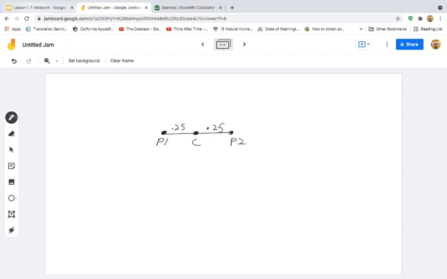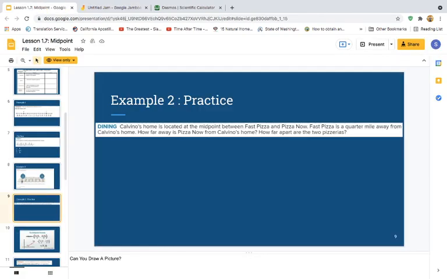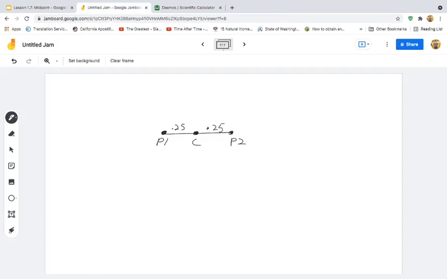Okay. Lastly, how far apart are the two pizza places? Well, from P1 to P2, we have 0.25, 0.25, or a quarter mile and a quarter mile. So when you add them together, you're going to get a half a mile or 0.5 miles. Right? Either one of those is correct. Okay, and that's the gist of that. Very good.